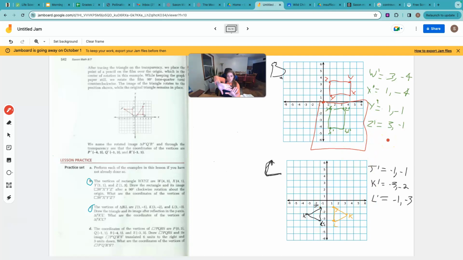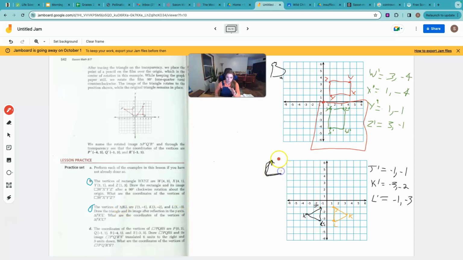So once you had rotated it, you would get point W prime, right? Because we're saying it's the same shape, but it's moved. That's just what that prime, putting a little dash above that letter, means. So W prime would be 3, -1. X prime would be 1, -4. Y prime would be 1, -1. And Z prime would be 3, -1. So it should look something like that.